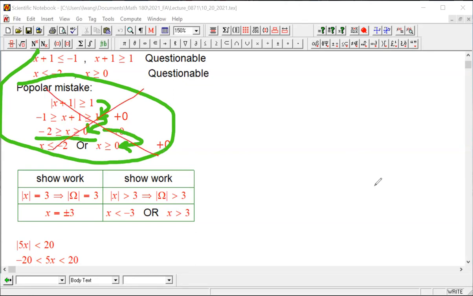Terrible. What a mess. Okay? Because you cannot change "and" to "or." You follow me? You cannot change "and" to "or." "And" and "or" are completely two different logical operations. Do you follow me? So never, ever show your work like that.